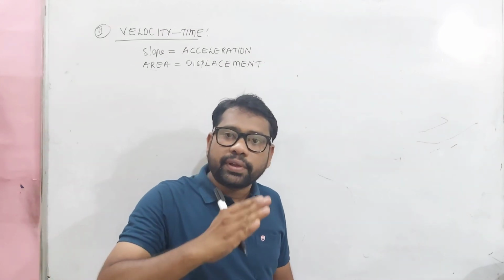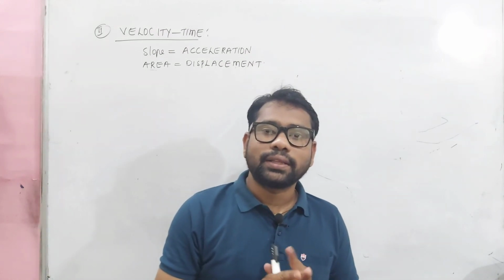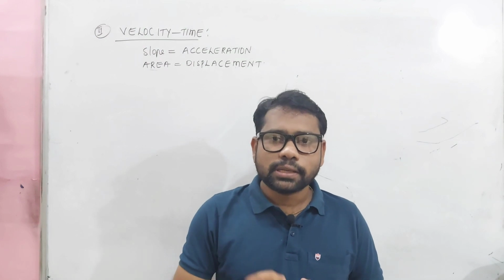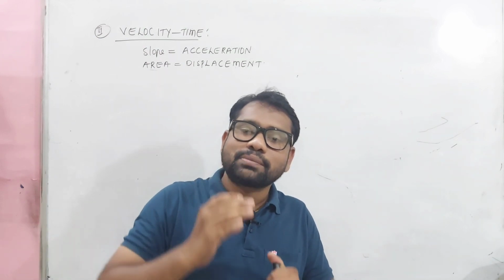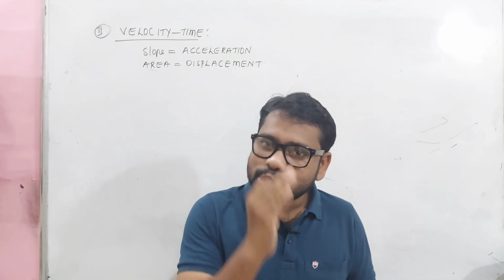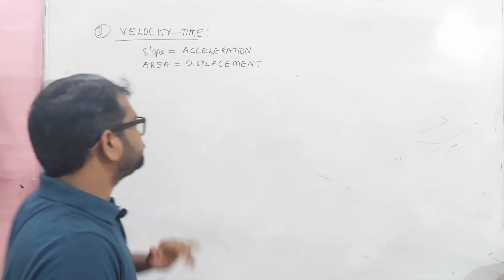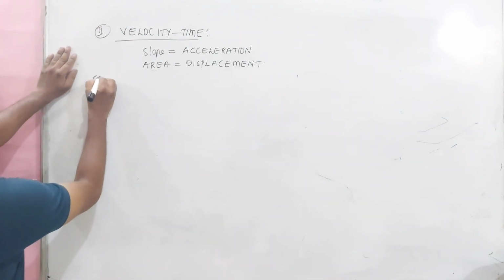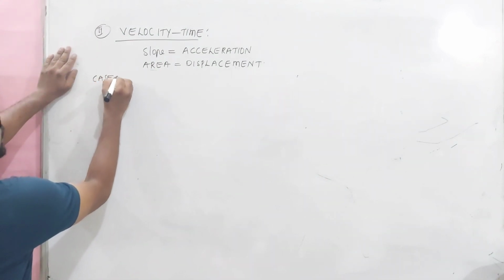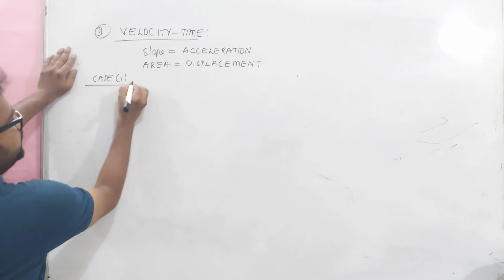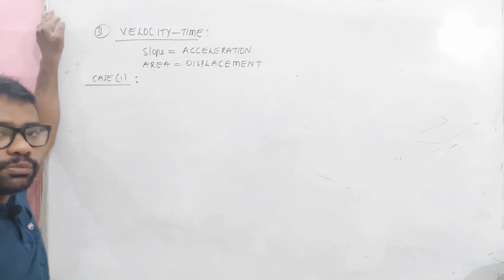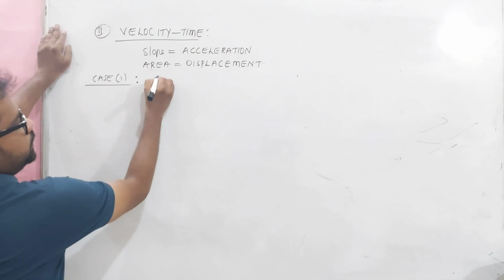By finding the slope of the velocity-time graph, we can calculate the acceleration. Whereas by finding the area under the velocity-time graph, we can calculate the displacement or distance. Now let us see case 1. If any object is moving with a uniform velocity, let us take.